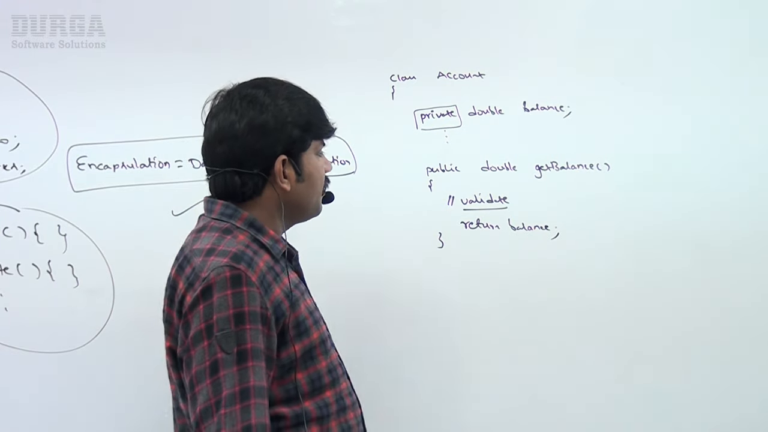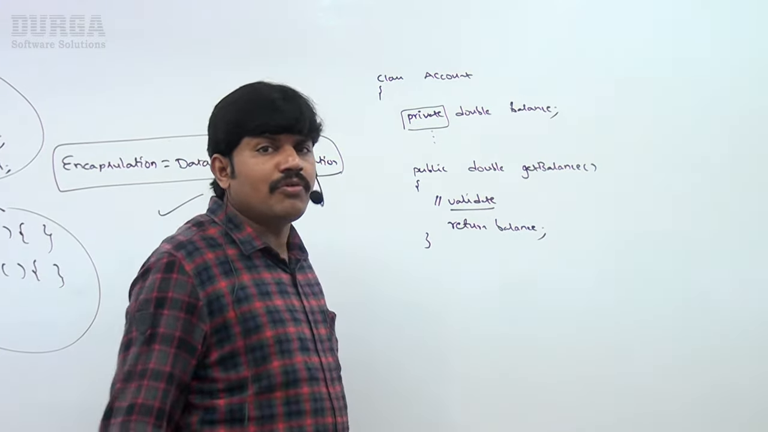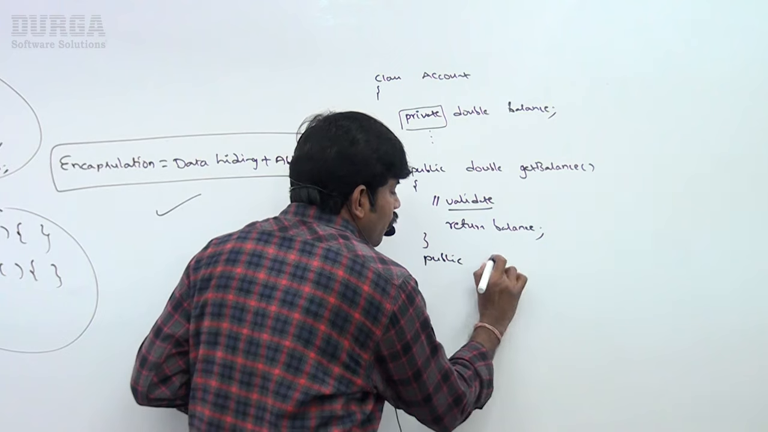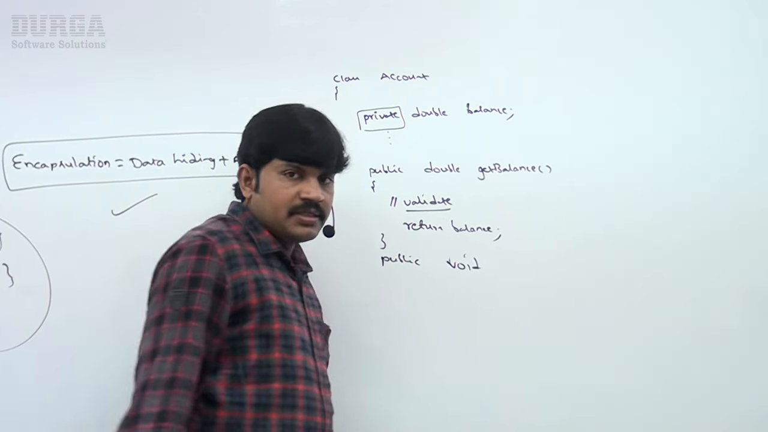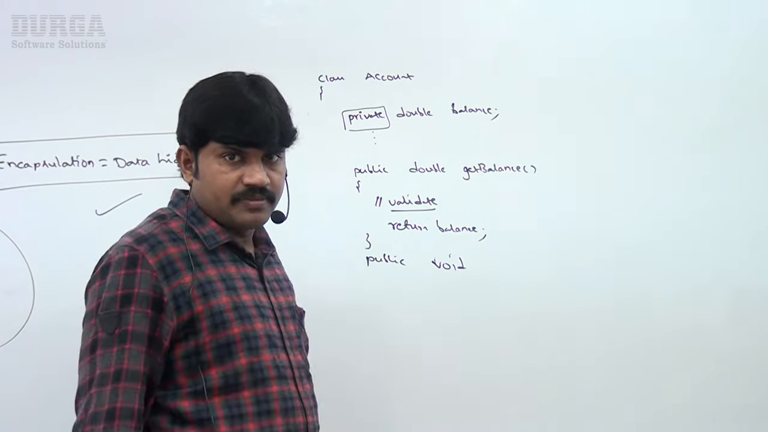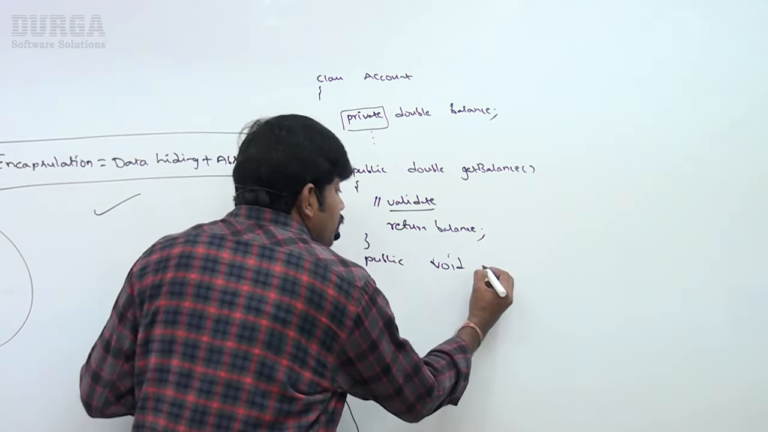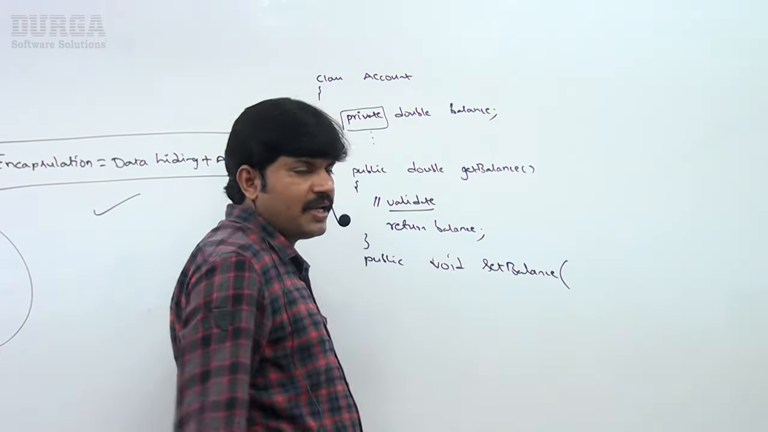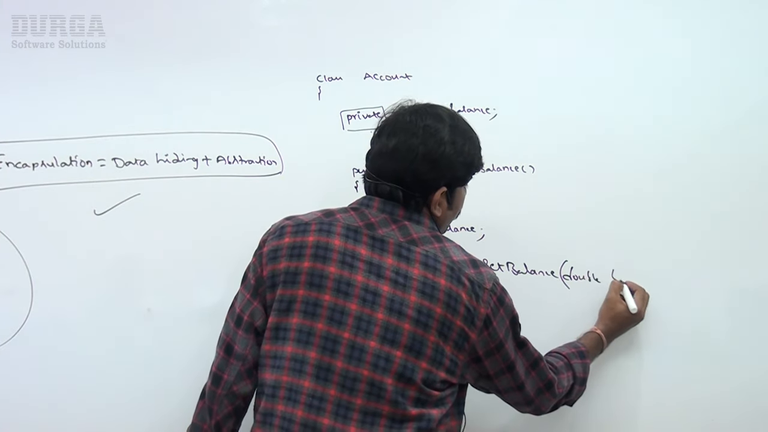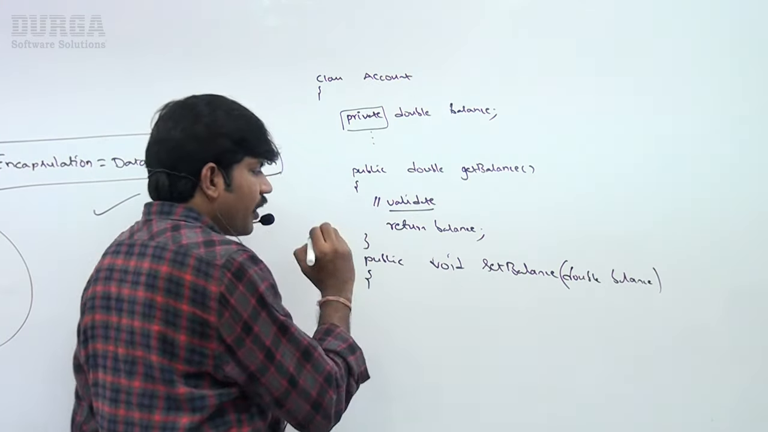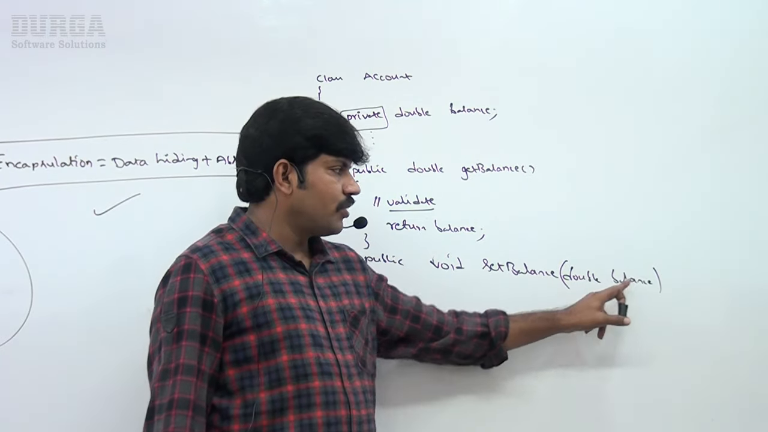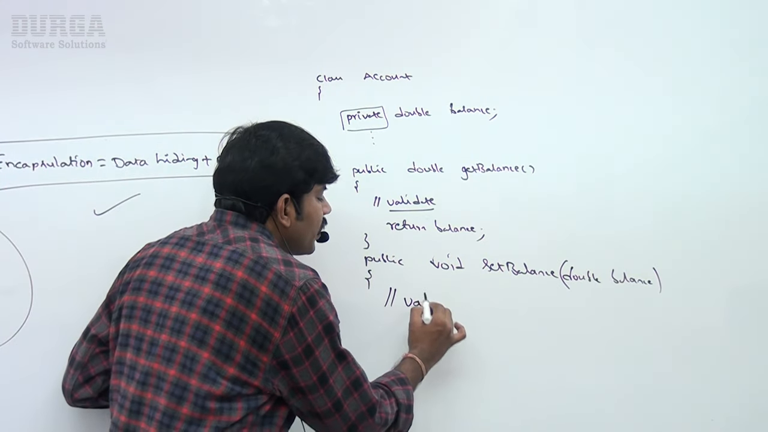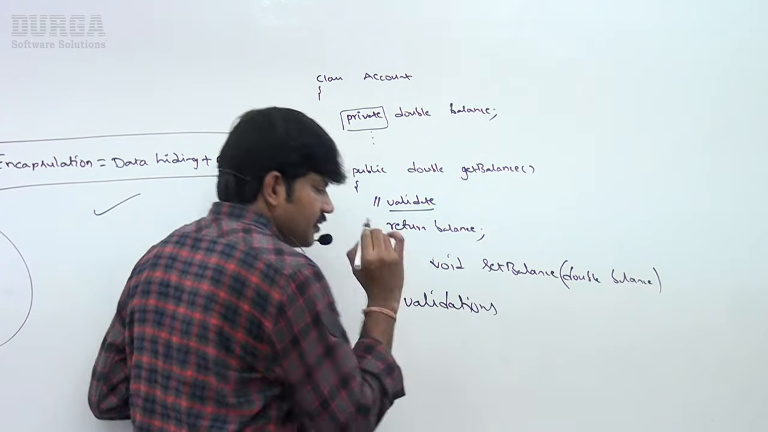Now sir, I want to update my balance, I want to deposit. Public void, okay sir, I want to perform a withdraw operation. Or sir, I want to change my balance, set balance, double balance, like this, right? Okay boss, can you please withdraw so and so amount, or deposit so and so amount, like that.